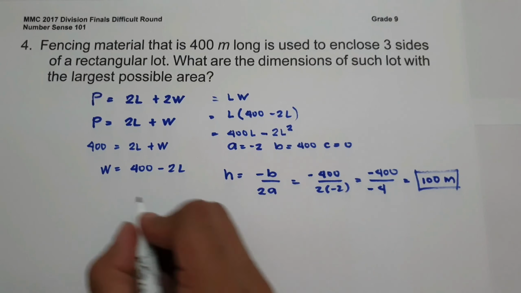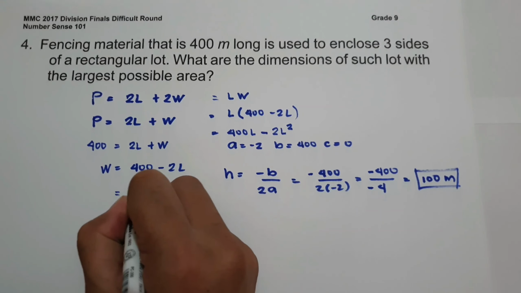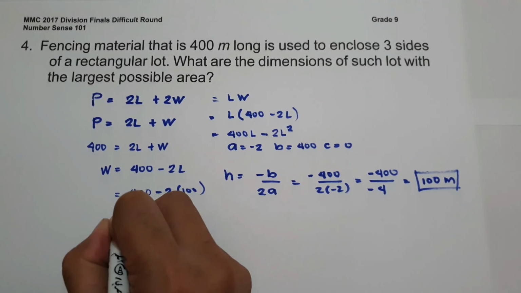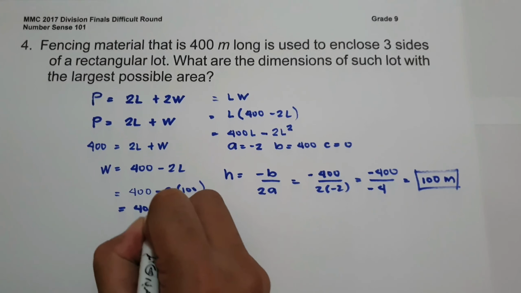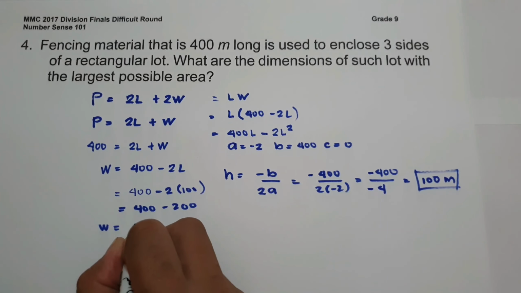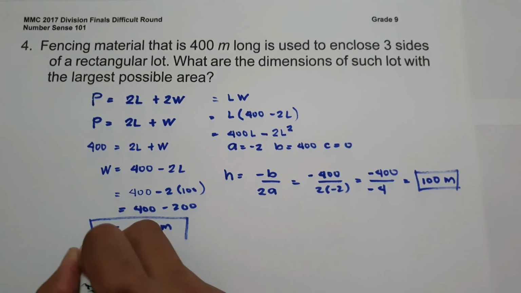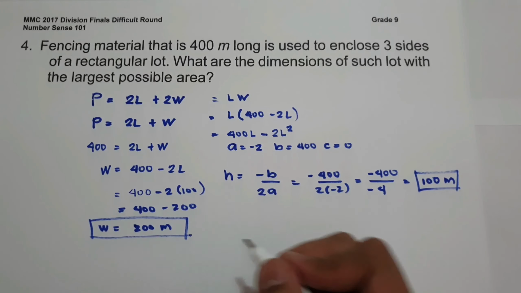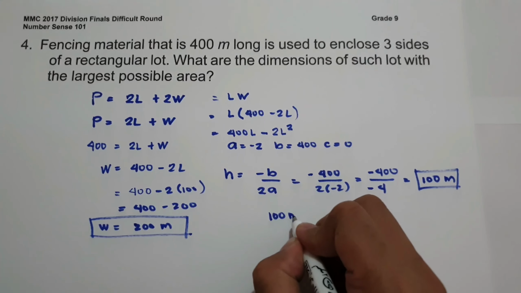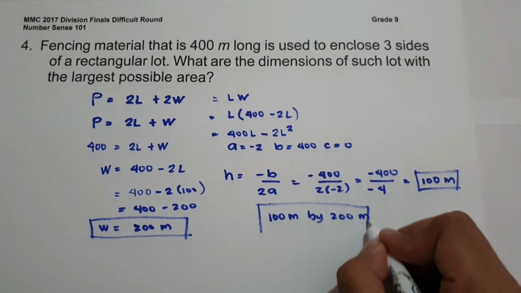So let us substitute this one to the given equation. Let us have 400 minus 2 times 100, the length. This will be 400 minus 200. So the width is 400 minus 200, that is 200 meters. So therefore, the dimensions of the rectangular lot is 100 meters by 200 meters. And this will be our answer.